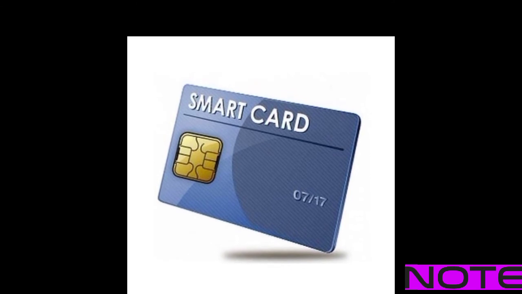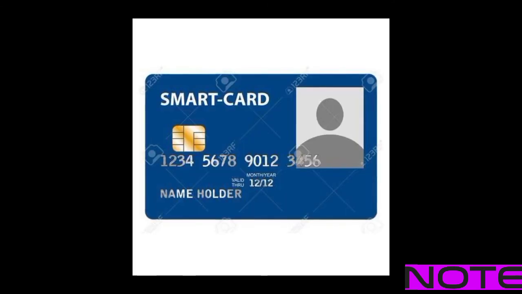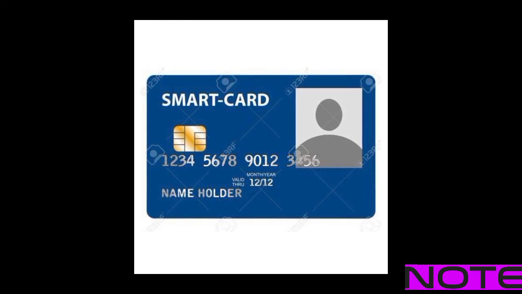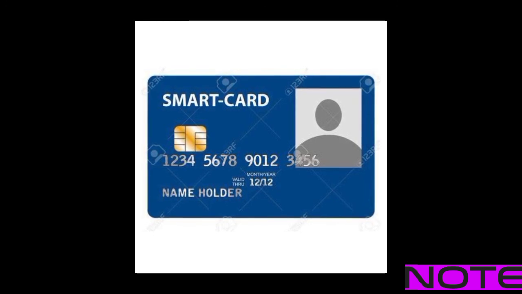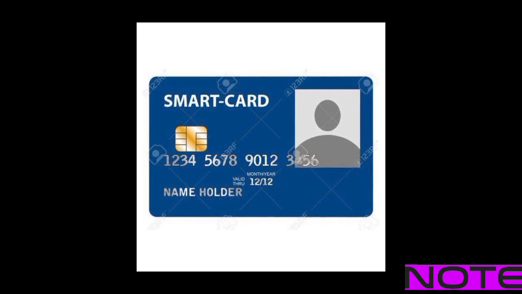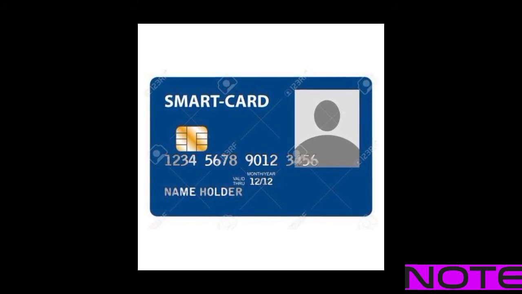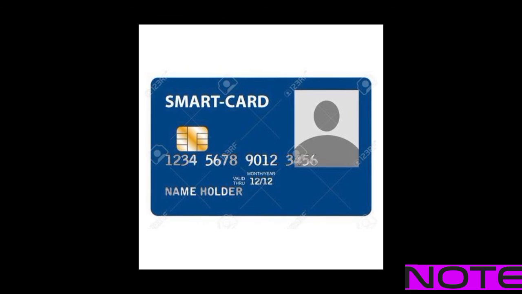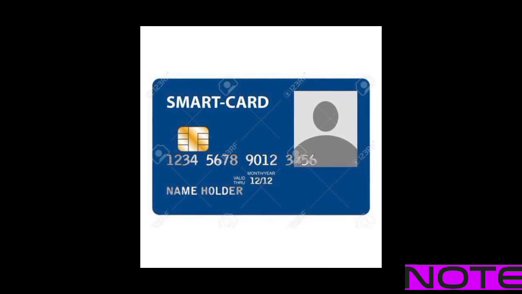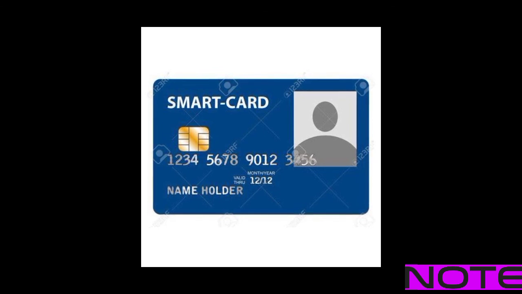Smart cards are of two types: memory cards, which only contain memory chips, and microprocessor cards, which contain both memory and microprocessor components. Microprocessor cards allow you to add, delete and manipulate data on the card, whereas memory cards can only perform an inbuilt operation.